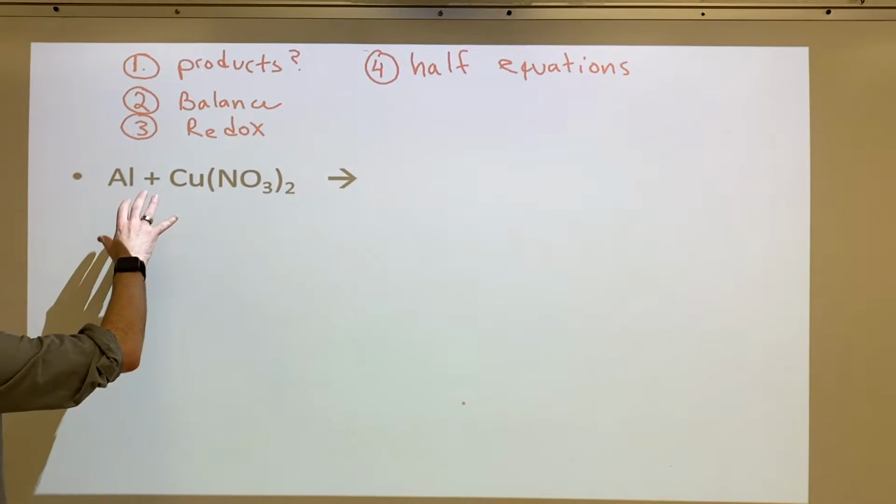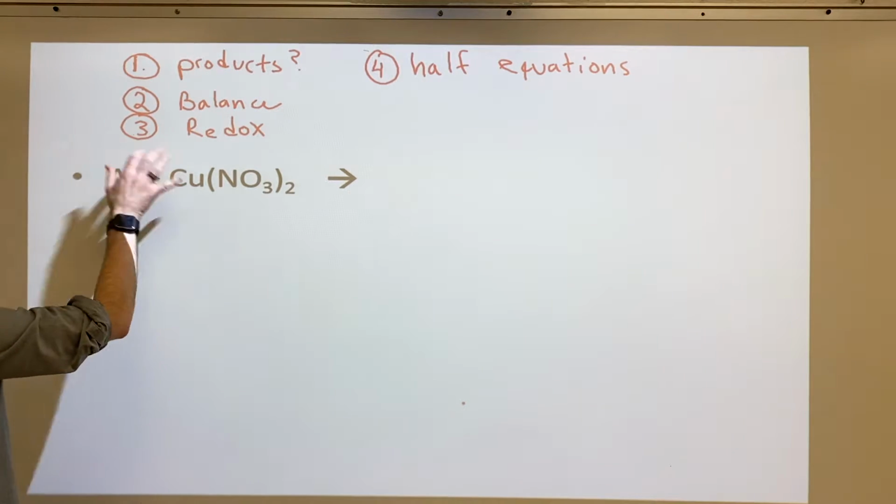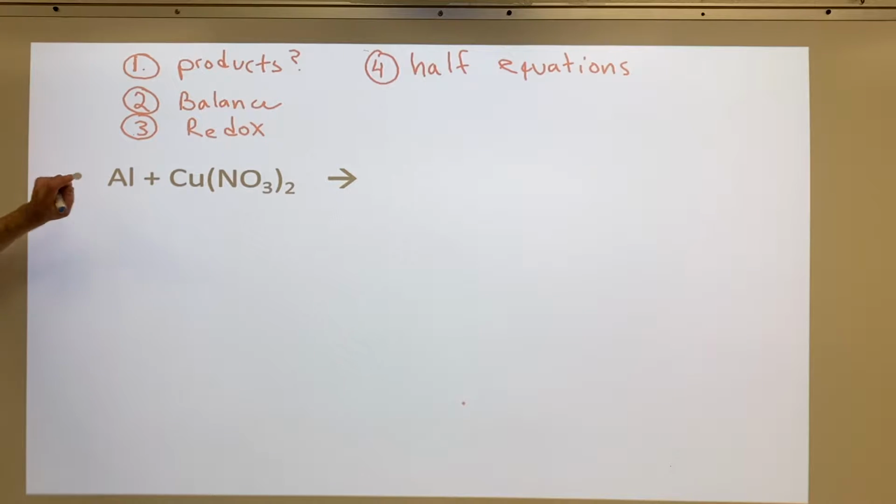So first up, we have to identify if this problem reacts. And it does if we check the activity series. Aluminum is above copper, so it's all good. All right. What's going to happen on the product side?